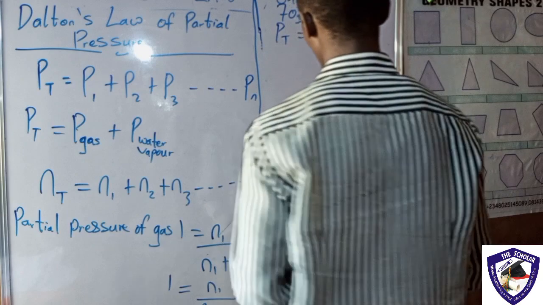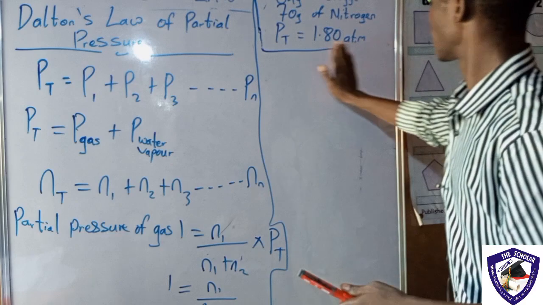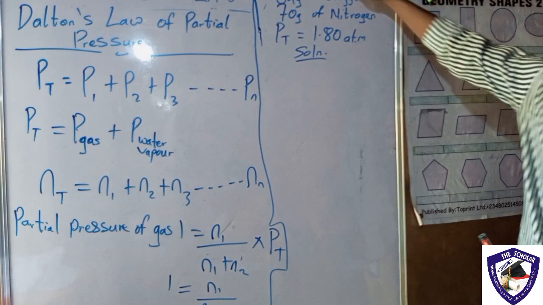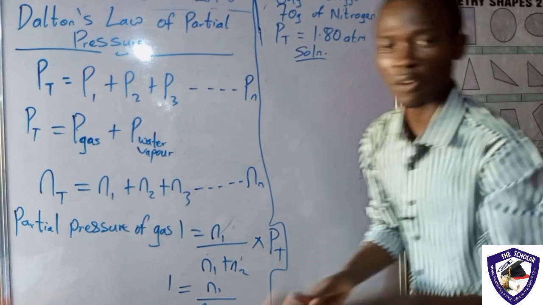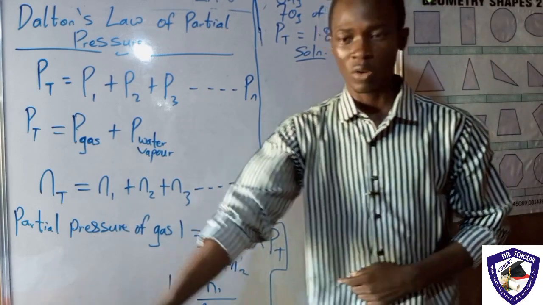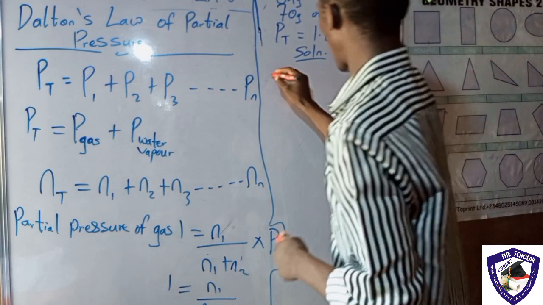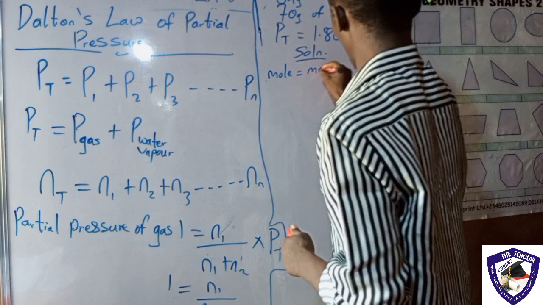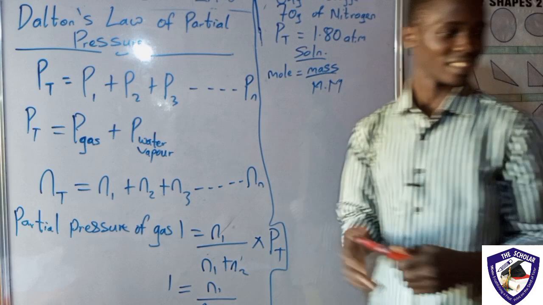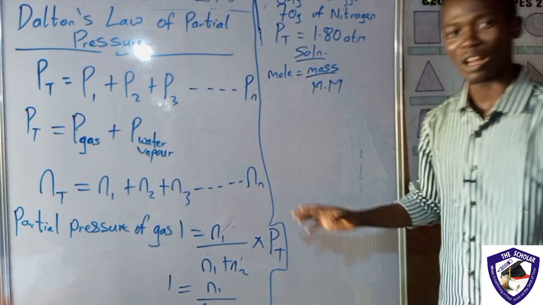Now, we are giving the solution. We are given 64 grams of oxygen, 70 grams of nitrogen. The first thing to do is to convert our mass to what? To mole, because we want to work with mole now. To convert, we all know that our mole is equal to what? Mass over molar mass. Don't forget that. This is the basics of chemistry, the foundation of chemistry. Our mole is equal to mass over molar mass.